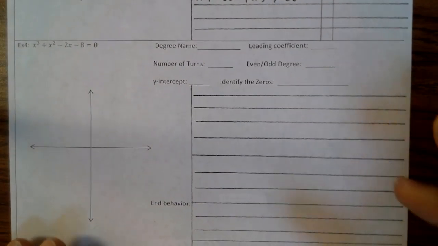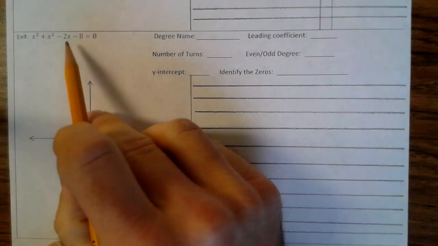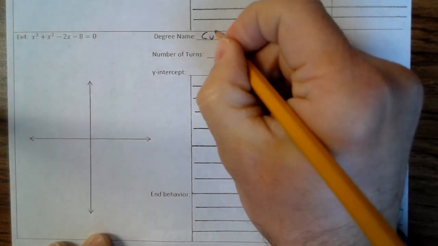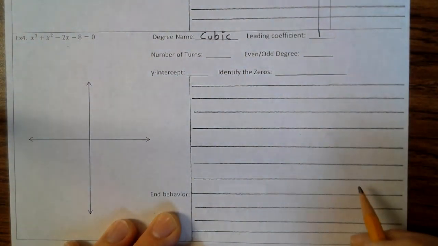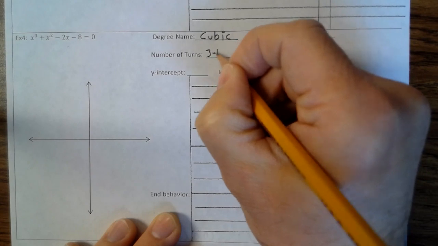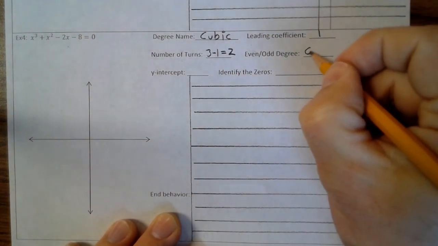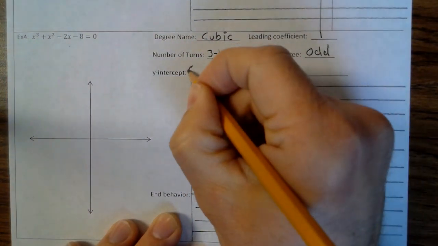All right, now let's take a look at example 4. It looks like everything's to the left, so we can go ahead and start naming the degree. So that's cubic. Leading coefficient is 1. Number of turns is 3 minus 1 equals 2. Excuse me. It's an odd degree. The y-intercept is when x is 0.